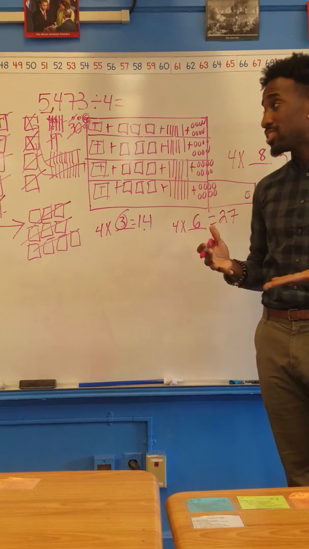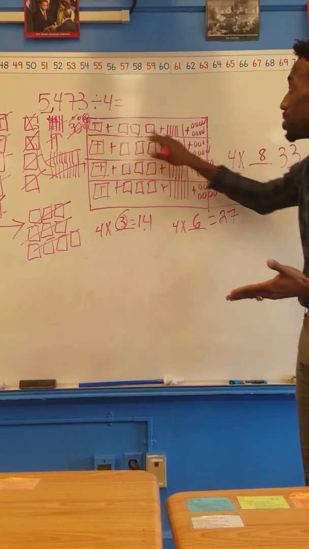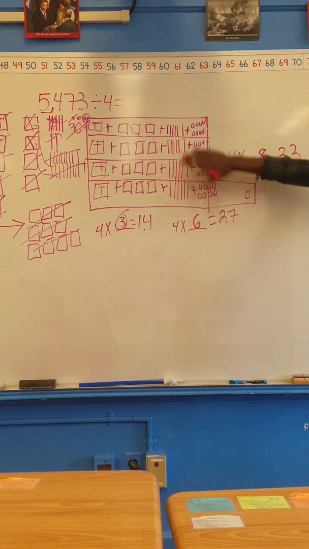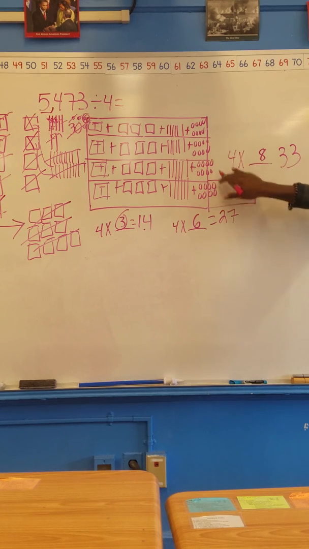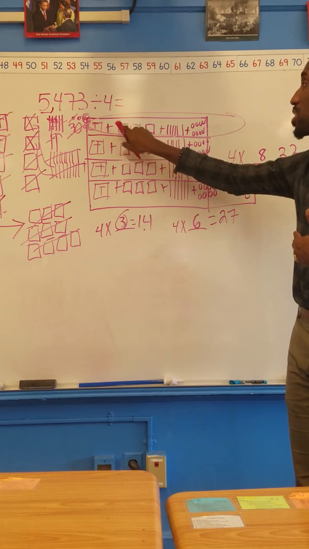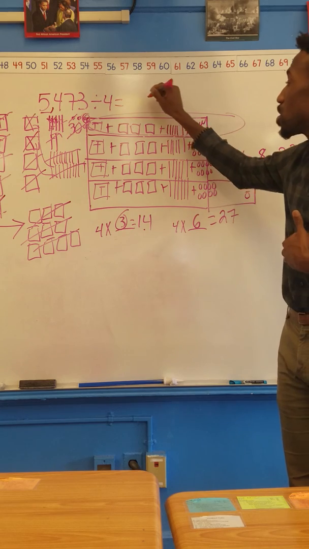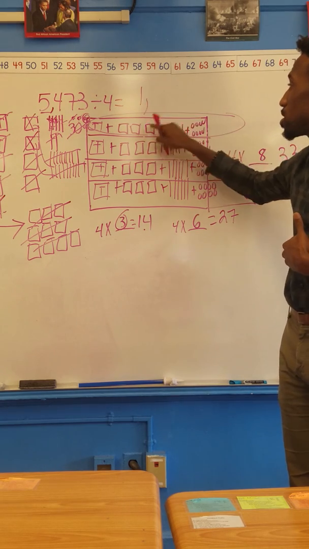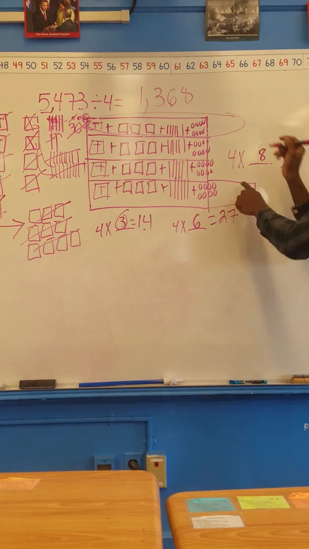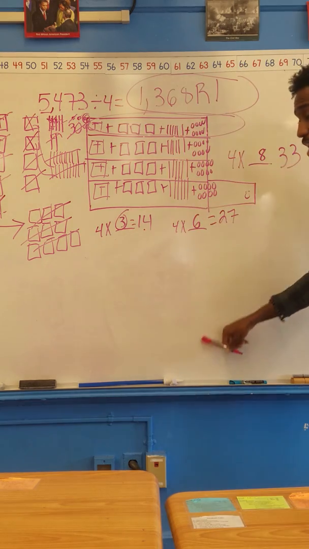Now I have to figure out my answer. My answer, or my quotient, is the total amount that I have in one group. I shared out 5,473 place value blocks amongst my 4 groups, and each group will have a total of 1,368. So my answer is 1,368, but I can't forget about this remainder. This 1 is left over, remainder 1. And we just solved this using place value sharing division.